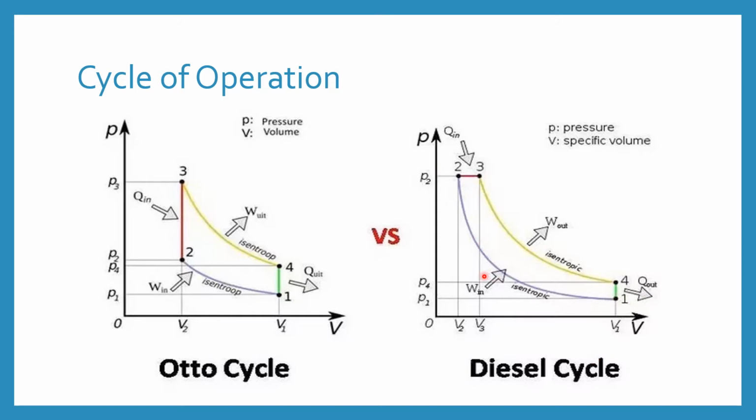The basic difference between these is in the 2 to 3 process, where heat is added. In the Otto cycle, heat addition is at a constant volume. In case of diesel, 2 to 3 is at constant pressure, where heat is added. So these are the basic differences. According to this difference, the engine is of two types, that is Otto cycle and diesel cycle, according to the cycle of operation.